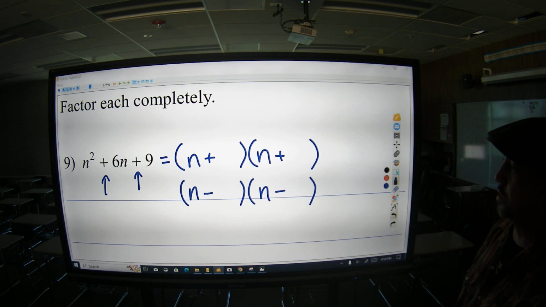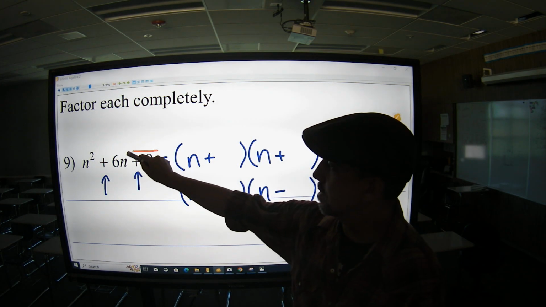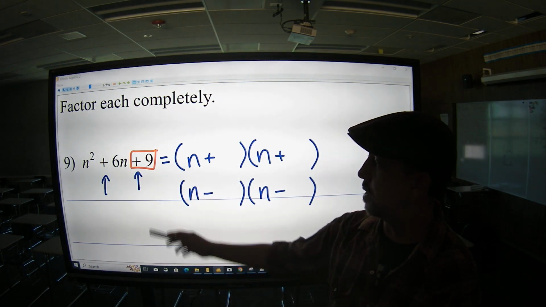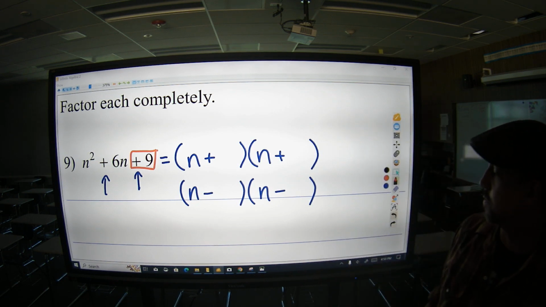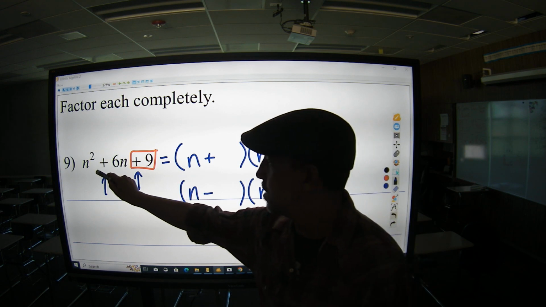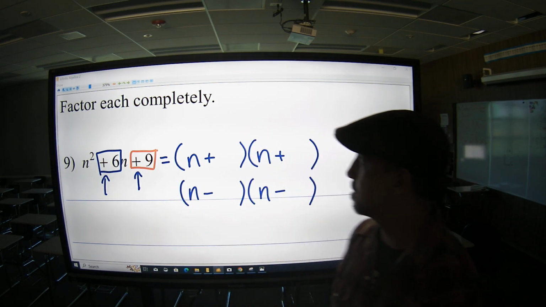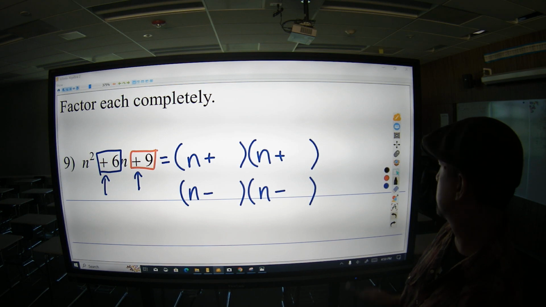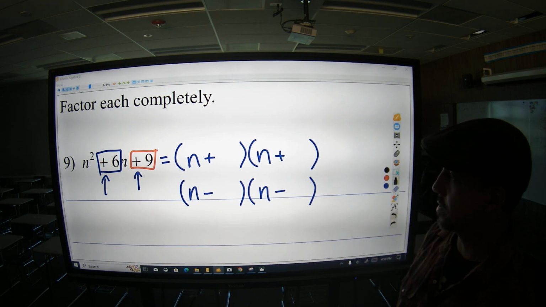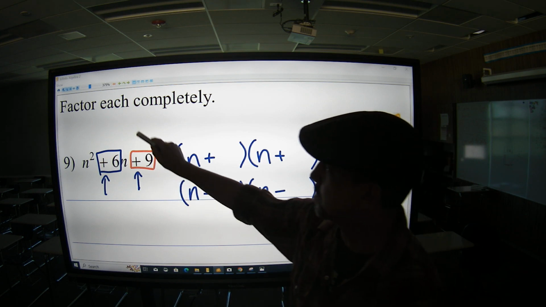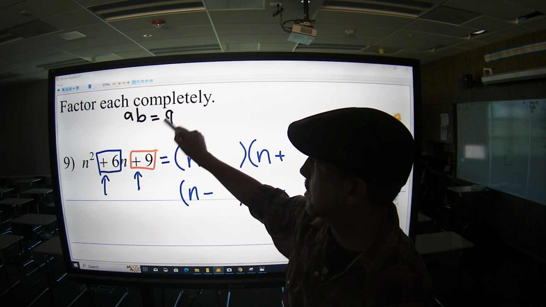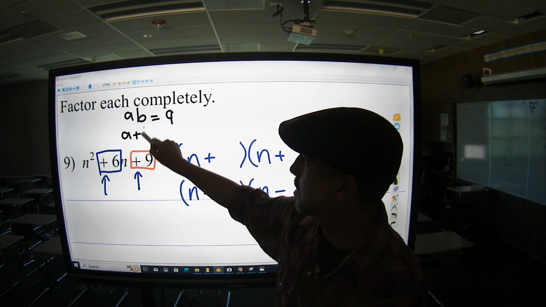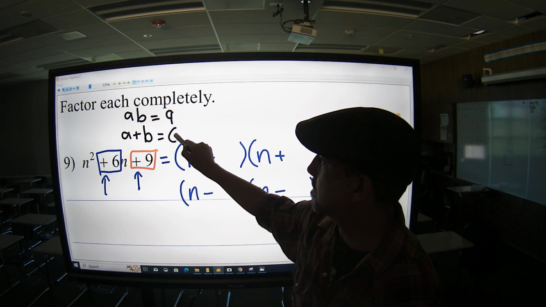So when we do this problem, we're looking for two numbers that have a product of 9. Okay? So I'm looking for two numbers that if I multiply them, I get 9. That's what product means. I'm also looking for two numbers that have a sum of positive 6. So I put that on the board the other day, and I think a couple of students felt somewhat confused by it. But it's like I said, we're solving a system of equations. I'm looking for two numbers, call them A and B in this case. I want A times B to make 9, and I want A plus B to be equal to 6.